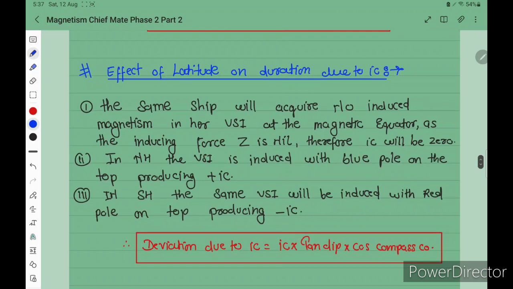Effect of latitude on deviation due to IC. The same ship will acquire no induced magnetism in her vertical soft iron at the magnetic equator, as the inducing force Z is nil, therefore IC will be zero. In the north, the vertical soft iron is induced with the blue pole on top producing plus IC, whereas in the south hemisphere the same vessel's vertical soft iron will be induced with the red pole on top producing minus IC. So deviation due to IC is equal to IC into sin of compass course.